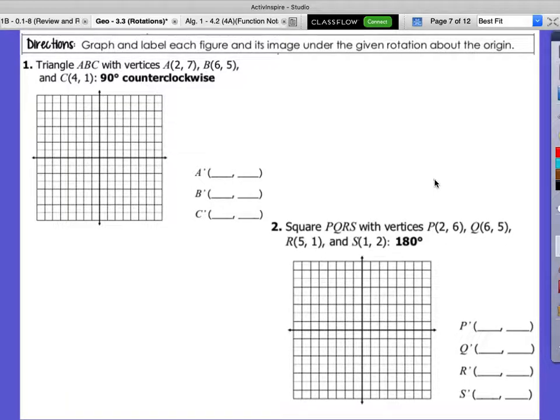So we're gonna practice a couple of these. Okay, so I want you guys to actually try number one here, and you can use your foldable to help you. I want you guys to try number one here using your foldable. Please, thank you.